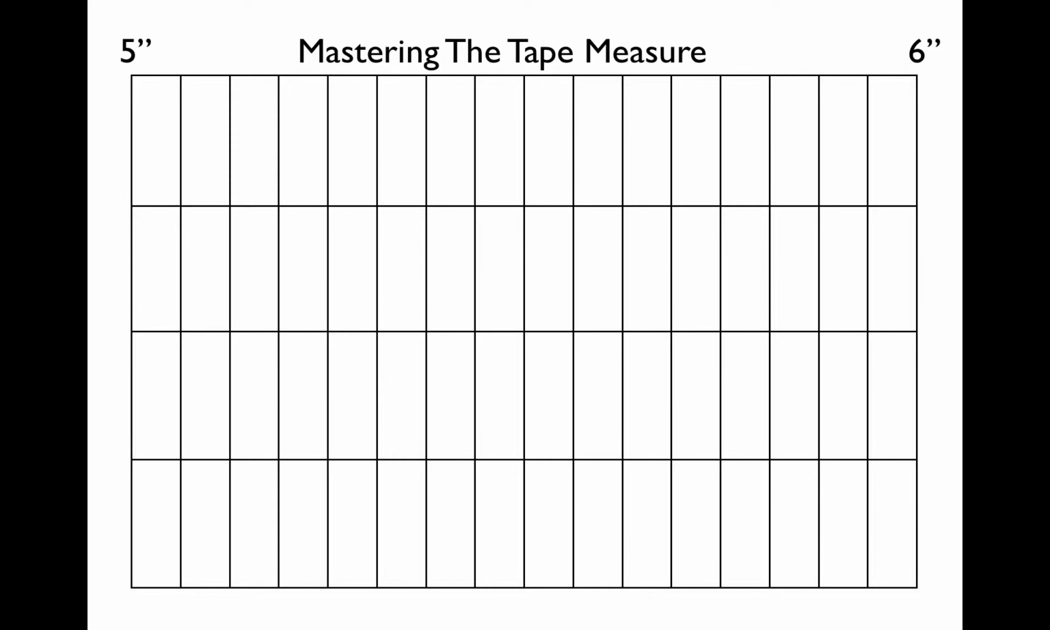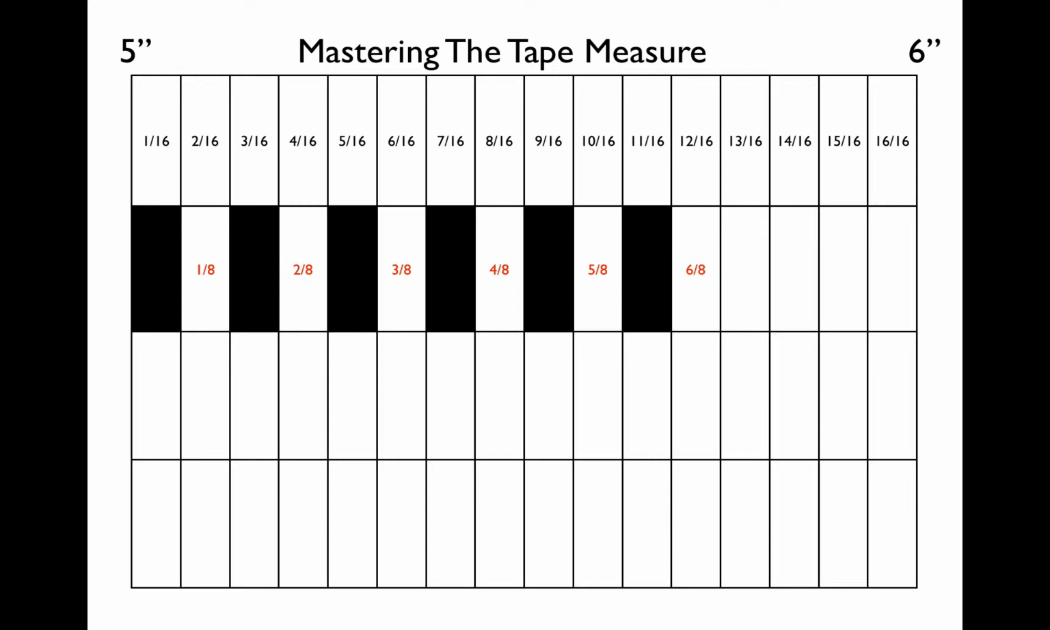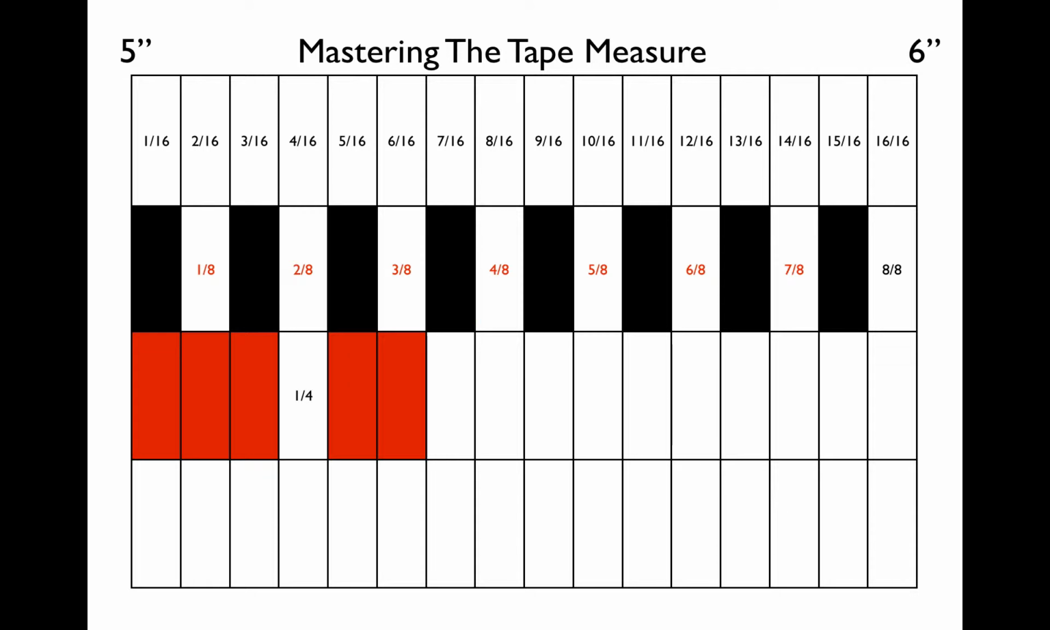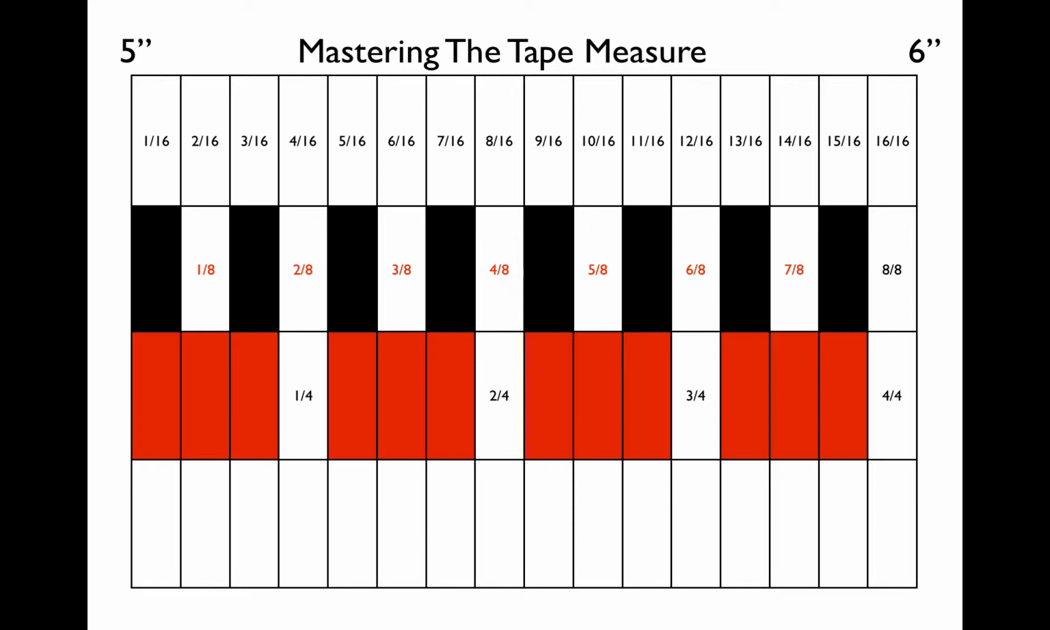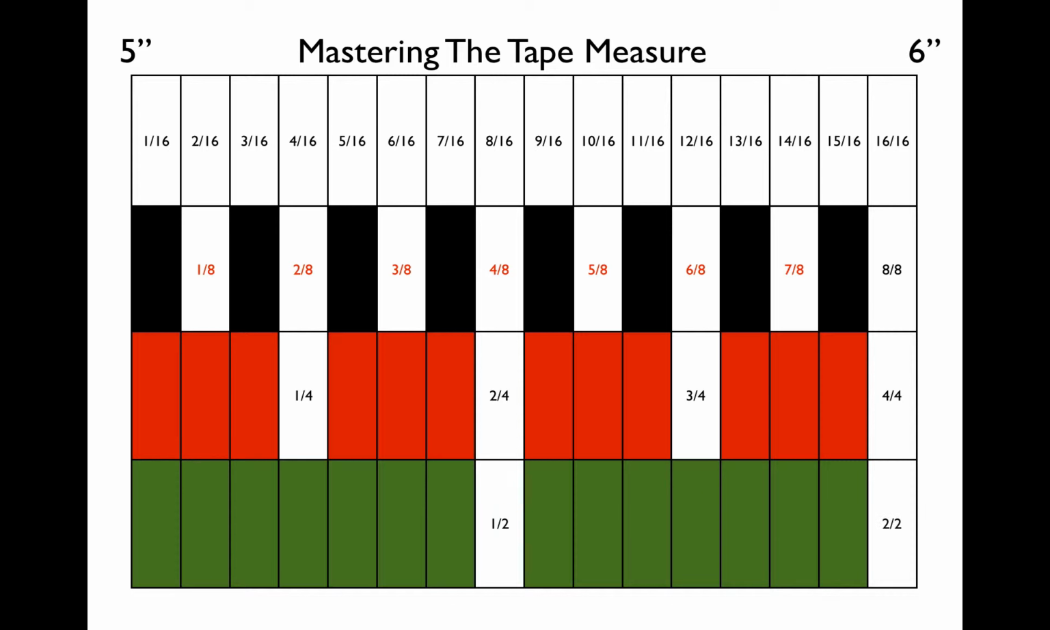Put the platform back up. Every line between every inch is a 16th. Every 2 consecutive 16ths is an eighth. I can't make it any clearer than that. Every 4 consecutive 16ths is equivalent to 1/4. Count. Every 8 consecutive 16ths is a 1/2 of an inch. 1, 2, 3, 4, 5, 6, 7, 8.